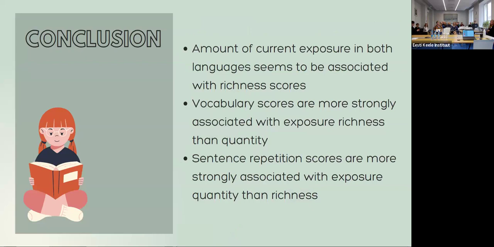So what we might conclude from this is that the amount of current exposure and the quality of current exposure, or exposure in general, seem to be associated in both languages. And it does make sense because both of these are estimates of the past year. However, when we look at the different competence measures, we see that vocabulary seems to be more strongly associated with language richness, so diversity and quality of the input, whereas sentence repetition seems to be associated with cumulative exposure, so the amount and also indirectly the length of time that they have spent in an Estonian environment. We might speculate on why that is exactly and what mechanisms underlie that.